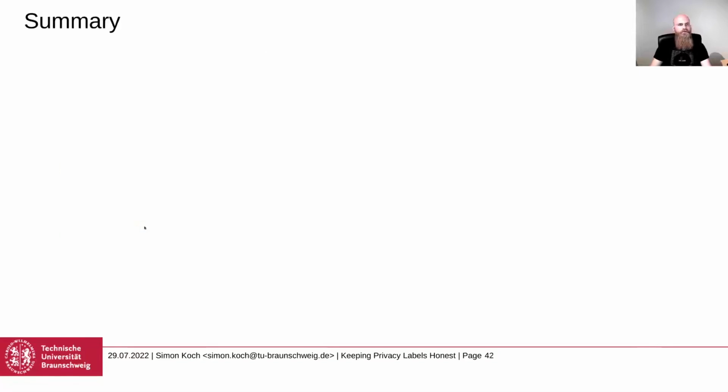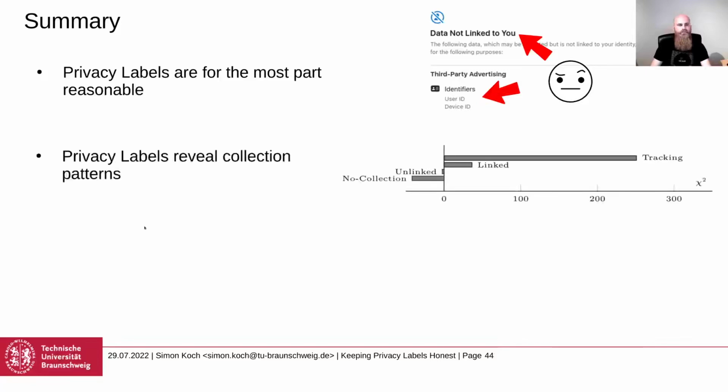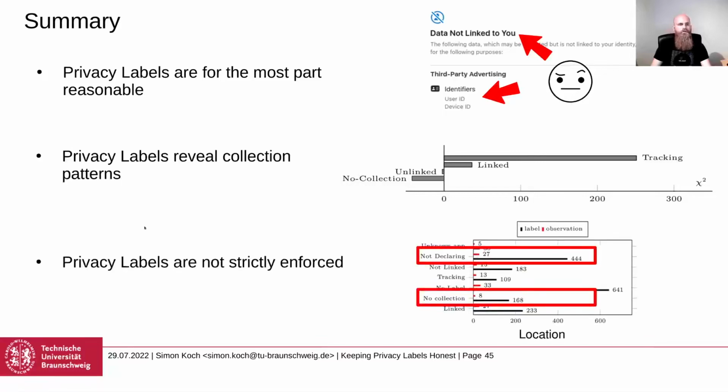So, to summarize, privacy labels are for the most part reasonable, but do contain some inconsistencies that need further explanation. Privacy labels reveal collection patterns when analyzed statistically. Finally, privacy labels are not strictly enforced. For each of those research questions, I gave you some examples. However, if you go into our paper, each section concerning those questions is more detailed, and of course we did run way more analysis and detail than those.